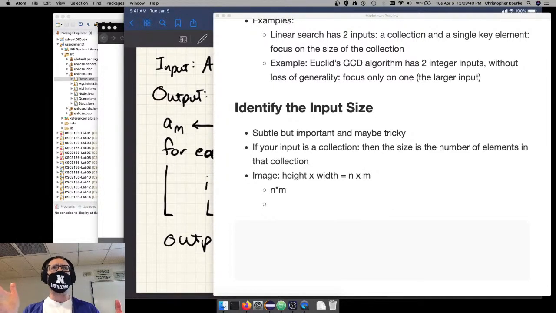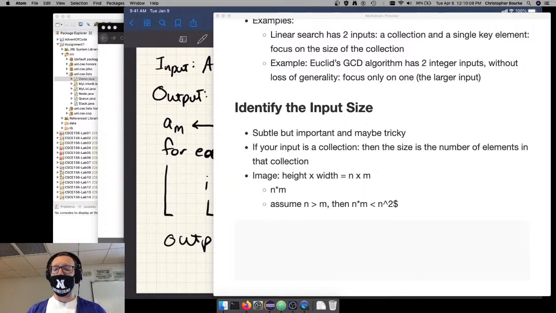Otherwise, what's my function going to look like? It's no longer going to look like t sub n. It's going to look like t sub n and m. I don't like that. Let's keep it simple. Assume n is greater than m, then n times m can be bounded by n squared. I'll put it like that. And that cuts it down to just one variable, n.